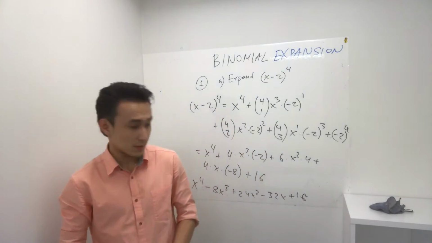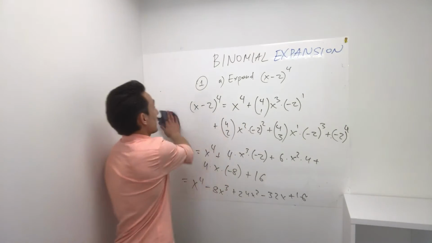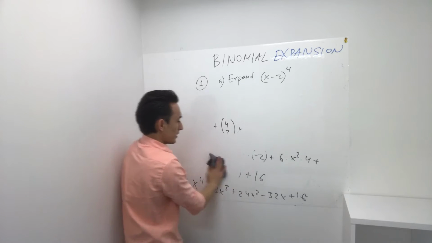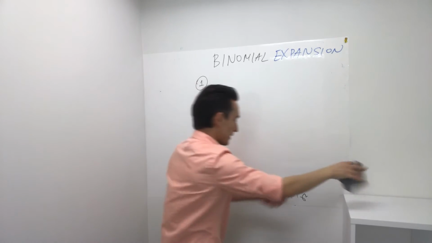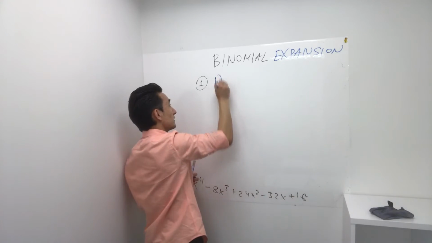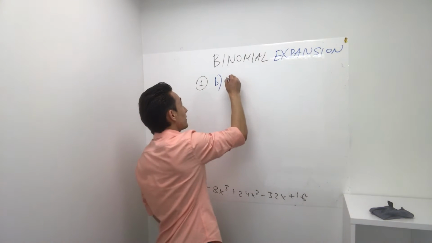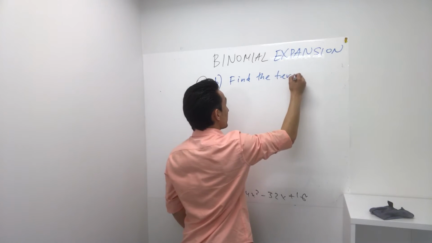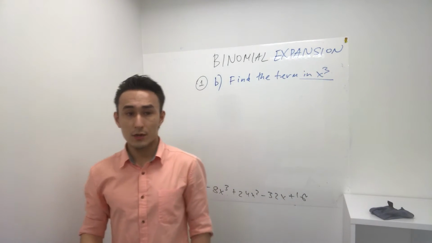Now there's part B to this question, which we'll do in a second. So, okay, let's go to part B. Part B will usually make use of part A. In this question, part B goes something like this: find the term in x cubed. And all of you will ask, oh, what is a term in x cubed?